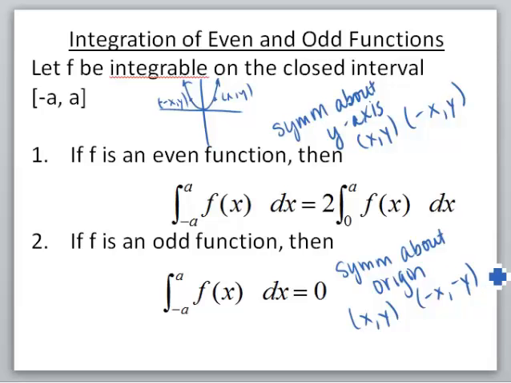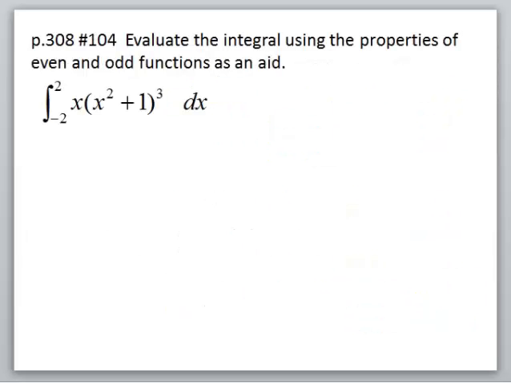on the graph. If we know it's an even function, we can just double the area from 0 to whatever number we're talking about. If we know it's an odd function, then what we can do is say that the area is actually equal to 0. So I want to show you an example of this. This one we're going to evaluate this integral using the property of even and odd functions as an aid. Now we could go ahead and just evaluate this in the old-fashioned way, but we're going to show you how you can use odd functions to know what the integral is without actually computing it.